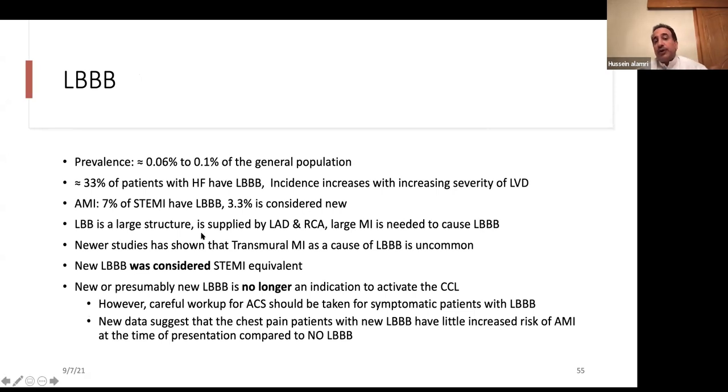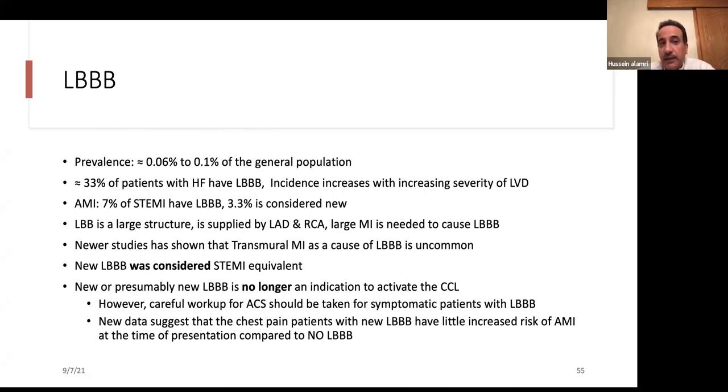Left bundle branch block is always a dilemma when we try to diagnose ST elevation MI. It is rare in the general population, around 0.1% or 1 in 1,000 or even less. However, we have to remember that in heart failure patients, the incidence of left bundle is very high. It's up to 33%, and it's even higher when the LV function is very depressed. In acute MI, 7% have left bundle branch block, and it's new in only 3.3%.